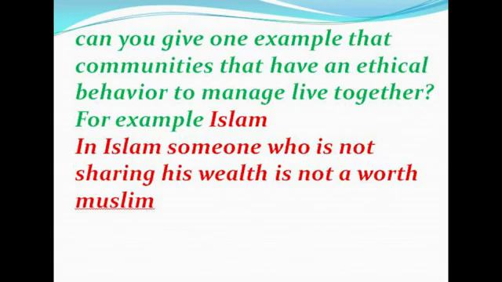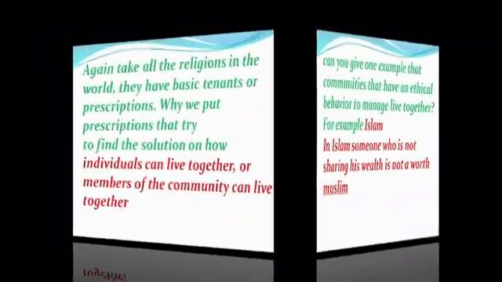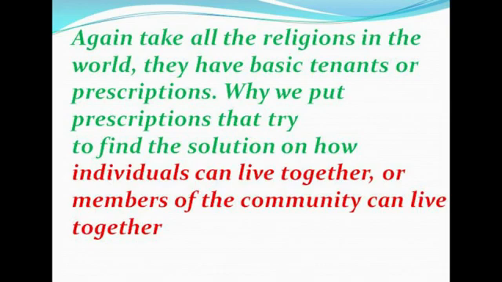Take all the religions in the world. They have basic tenets or prescriptions, what we call prescriptions, that try to find a solution on how individuals can live together, or members of the community can harmoniously live together. What is sharing day, for example?